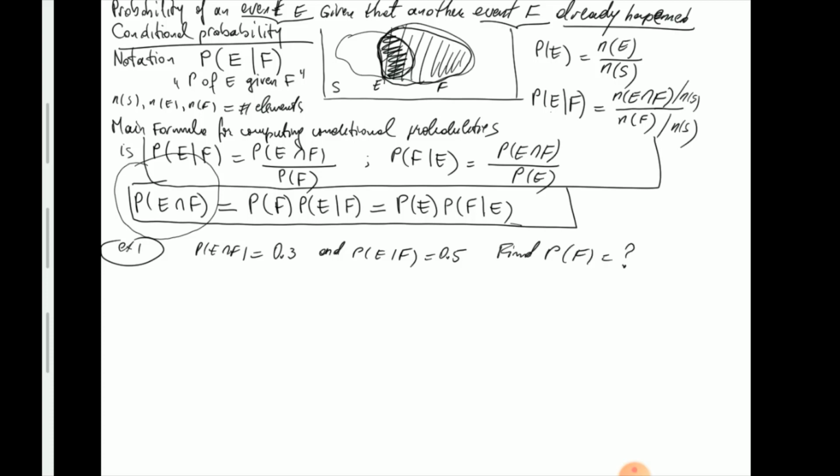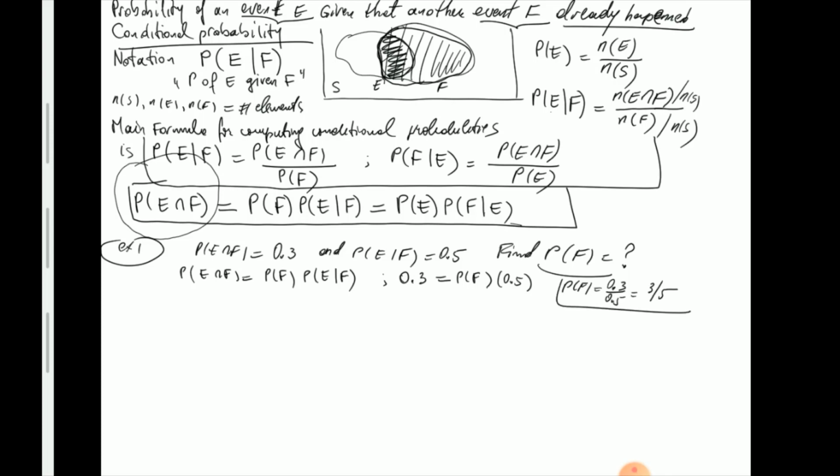So here you can use one of these formulas. So P of E and F, you can write it as the probability of F times the probability of E given F. Make sure you pick the right formula. And you are given P of E and F 0.3, just plug it in the right position. And P of E given F is 0.5. So then just divide by 0.5 and you get 3 over 5, the answer for the probability of F.